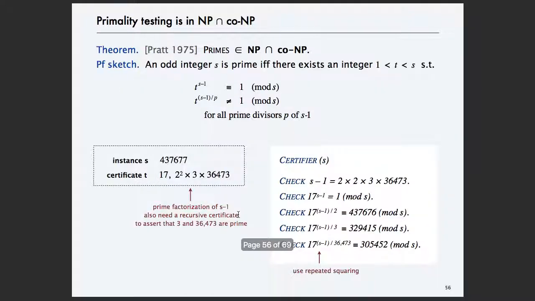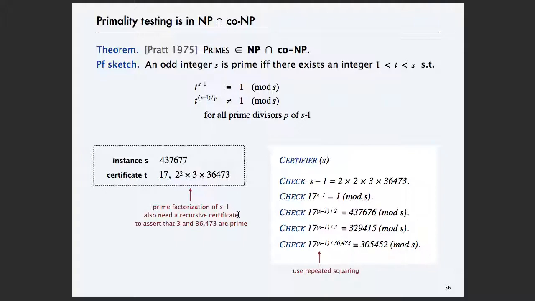Primality testing is in there, and it requires a trick, right? It's both in NP and co-NP. If a number is not prime, what can be a succinct witness of the number not being prime? You can give you a factor, right? Or give you the prime factorization. And that will show that it is composite.